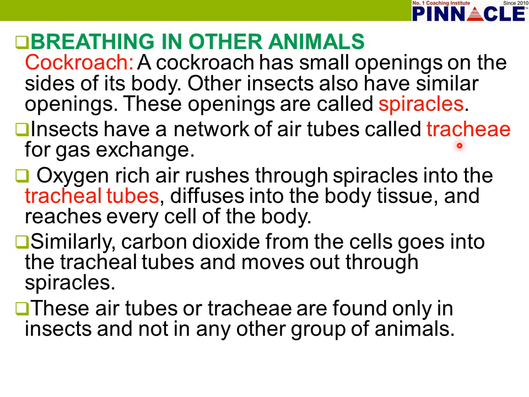These insects have trachea for gas exchange. And what is trachea? A network of air tubes. Oxygen rich air rushes in through the spiracles, which are the openings. Through the spiracles it goes into the tracheal tubes, the network of air tubes, and diffuses into the body tissue and then reaches every cell of the body. Similarly, carbon dioxide from the cells goes into the tracheal tubes and moves out through the spiracles.